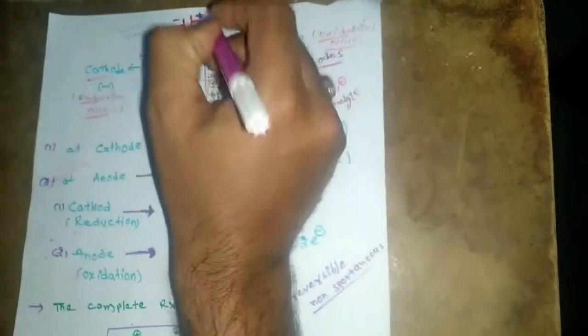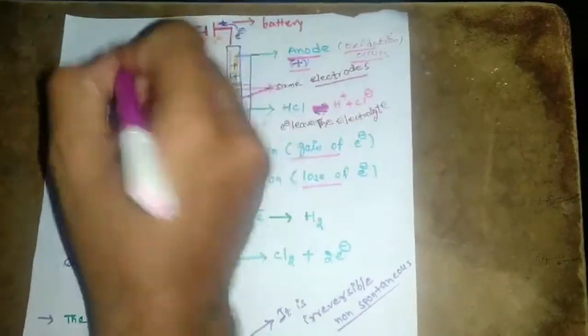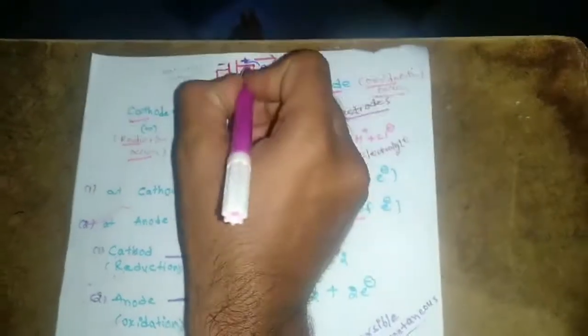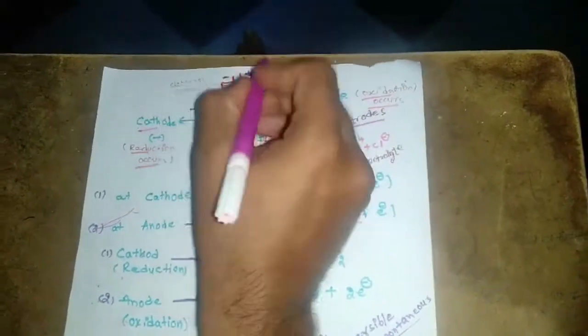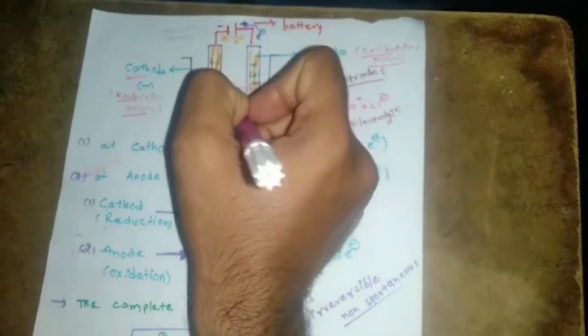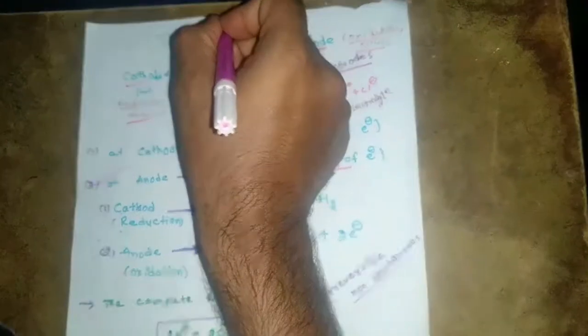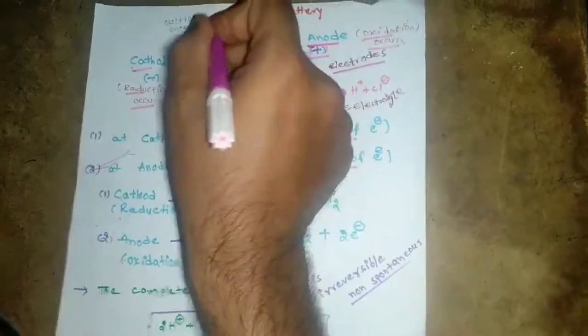Those electrons transfer through the battery from the anode to the cathode. So when electrons move from the anode to the cathode, this electrode is getting negative charge. How is it getting the negative charge? When chloride ions are occupied on the surface of the anode, they lose electrons. Those electrons move through the battery from the anode to the cathode.